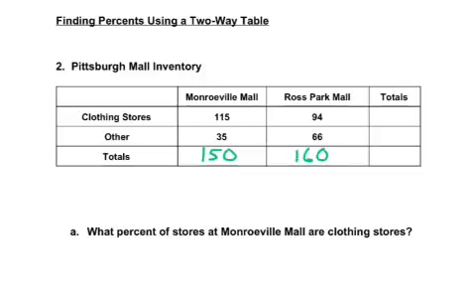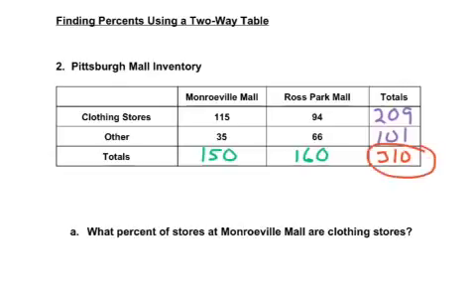The clothing store? 209. And the other? 101. Now again, my rows should total up my columns. So let's quickly do 150 plus 160, which is 310. And if that's correct, 209 plus 101 should be 310, and it is. So 310 there would be our totals.